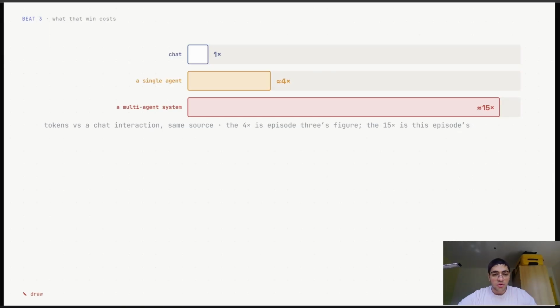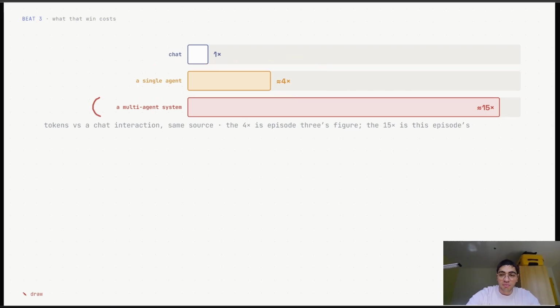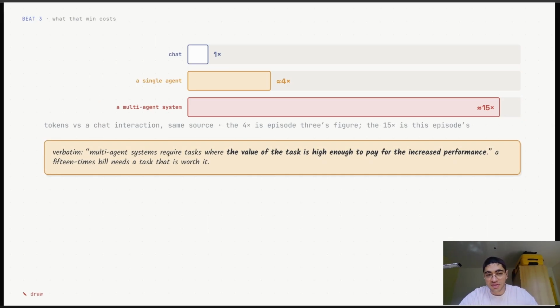So here, if we talk about price comparison, you have chat, which costs, let's say, the unit. A single agent, if you ask it to do a certain action, would be 4 times more expensive token-wise than a simple chat interaction. On the other hand, when you have a multi-agent system, you're spending 15 times the price of a single chat, which is of course a lot. So basically now you need to understand that multi-agent systems require tasks where the value of the task is high enough to pay for the increased performance. So you can't use it everywhere, you just need to know where to use it.